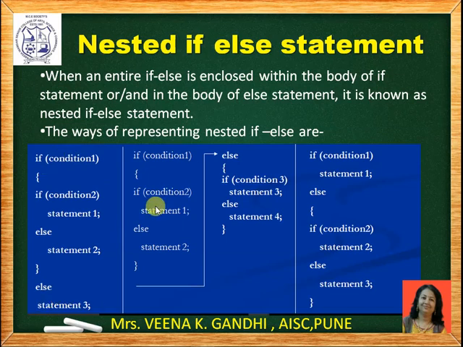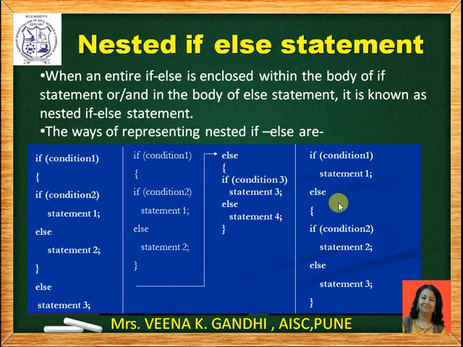Now in the next nested if-else statement, if condition 1 is true, then check condition 2. If condition 2 is true, then statement 1 will be executed, otherwise statement 2 will be executed. But if condition 1 fails, then control will come to the else part. In the else part again check the condition. If condition 3 is true, then statement 3 will be executed, otherwise statement 4 will be executed.